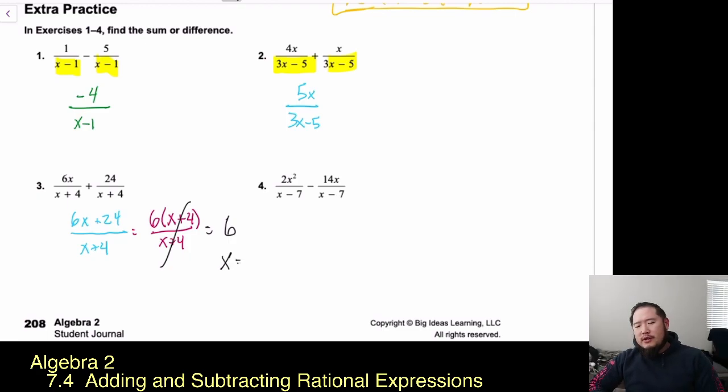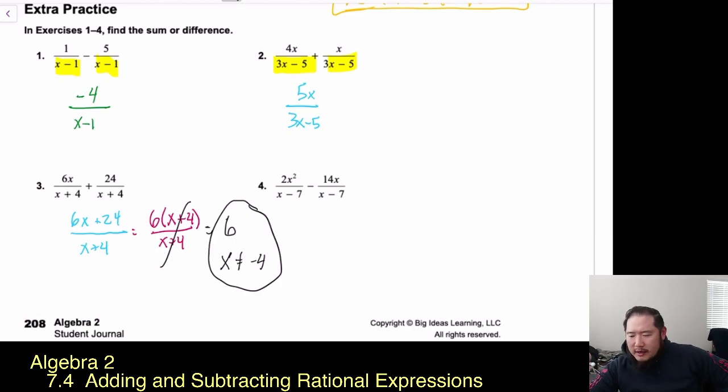All right? We can't have a restriction, or if we have one, we've got to write it down. Because once again, I don't know that x cannot equal -4 in the problem unless I plug things in. Okay? So you can go ahead and add your restriction right there. Let's go ahead and move along.